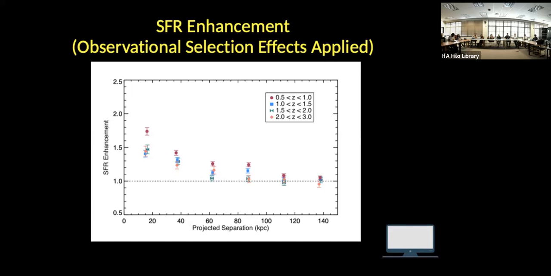On the x-axis, we have projected separation, and the y-axis is star formation rate enhancement. And then I have divided them into redshift bins. As you can see, in the lowest redshift bin the enhancement values are the highest, and as you go to higher redshift, they decrease. But you still see enhancements at smaller separations in all these redshift bins. You also see somewhat of a trend of increasing star formation rate with decreasing separation, similar to what we were seeing in the low redshift universe. One thing is very similar to the observations: as you go from low redshift to high redshift, the enhancement levels are lower.